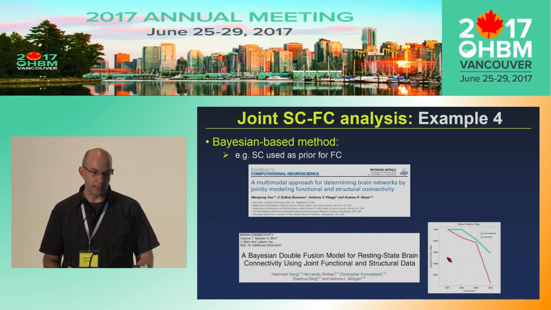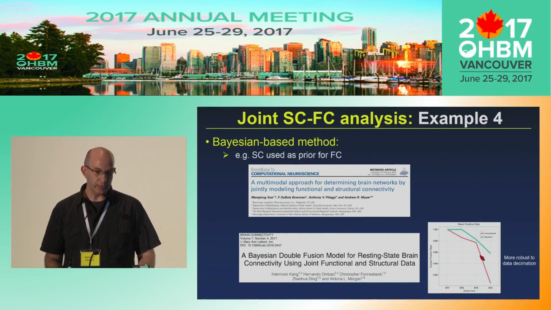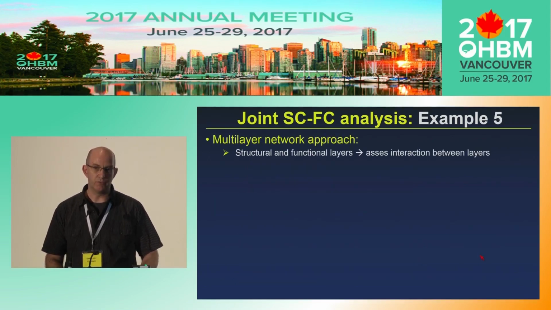And if we look, for example, at the last one, a very recent study, at the kind of results they found, they're showing here the mean positive rate, so the higher the better. The red one is your standard BOLD analysis that you get doing functional connectivity in isolation, and this one here is where you use the structural connectivity as a prior. What they were showing is that if you reduce the data size, the Bayesian framework was much more robust, because in this case you don't have the gold standard. So they were using this criterion to say more robustness to data decimation suggests that the analysis method is more robust. So again, it's using structural and functional information to inform each other in some way.